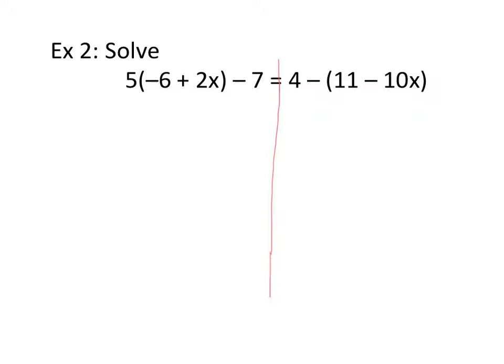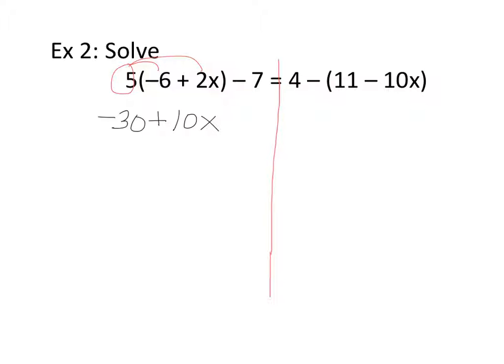Now we're going to begin by doing some distributing. On the left-hand side, it looks like we need to distribute this number 5 to both terms inside those parentheses. So let's go ahead and put those little arches in. Now 5 times negative 6 gives me a negative 30. And 5 times positive 2x gives me a positive 10x.